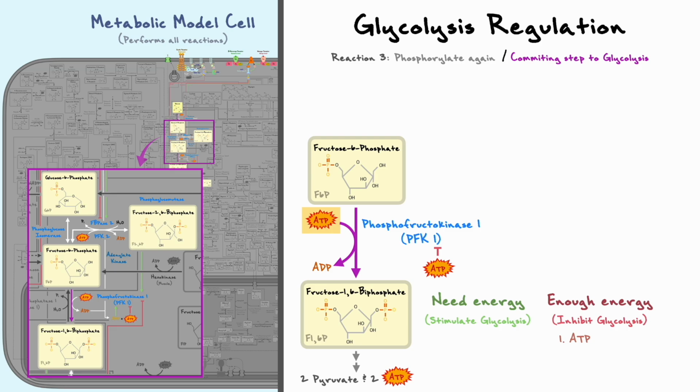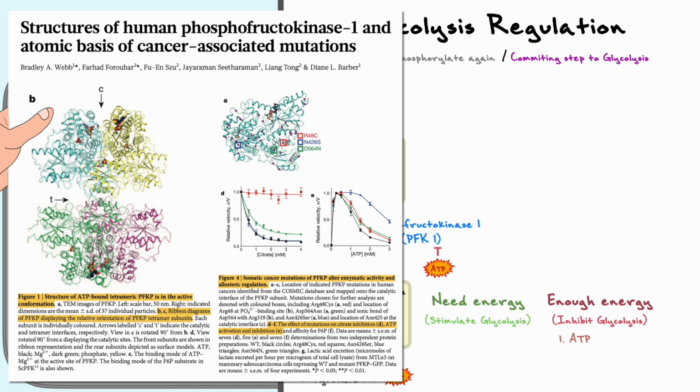To understand this, let's consider the structure of PFK1 from the literature. So first off, what you see on the left is the entire structure of PFK1, and the important aspect here is that it is a tetramer, or in other words, it has 4 subunits. On the right, you can see a close-up on one of these subunits. Now, what is interesting to us is this plot in E.